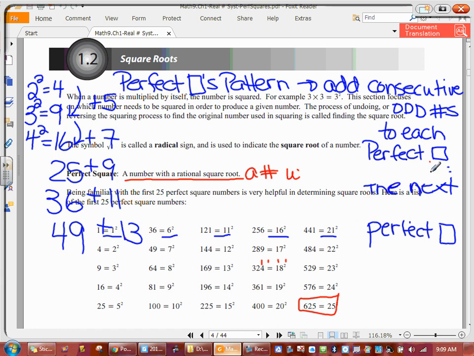So every time you add a consecutive odd number, and remember, consecutive matters. Consecutive means in a row. So you're starting with odd numbers of plus 3, plus 5, plus 7, plus 9, etc. Okay, so those are the patterns you're adding to each perfect square. Okay, I'll give you a moment to write that down.